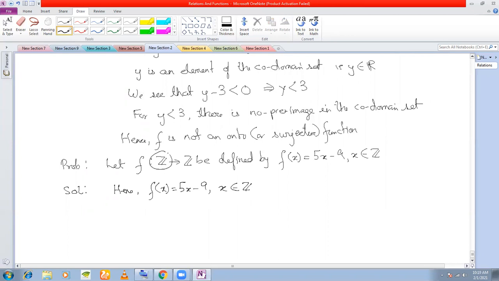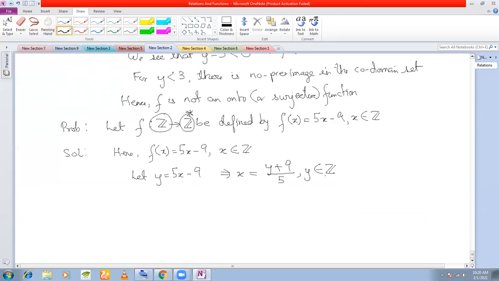So in order to show surjection, let y be equal to f(x), that is, y is equal to 5x minus 9. That means what will you get? X is equal to (y plus 9) by 5, right? Where y belongs to the codomain set. Which one is the codomain set? This one is my codomain set. Y belongs to Z. Now can you tell me, for every y, will there be a pre-image?